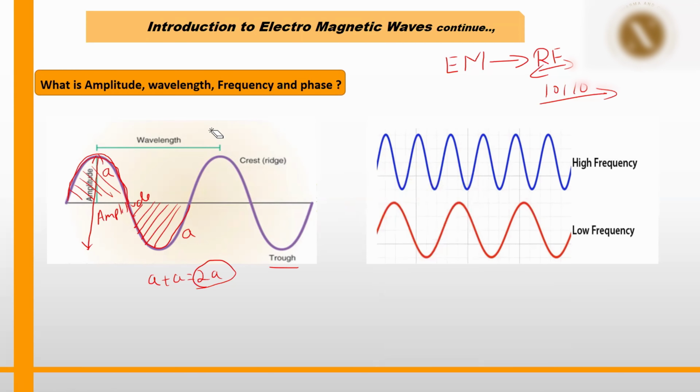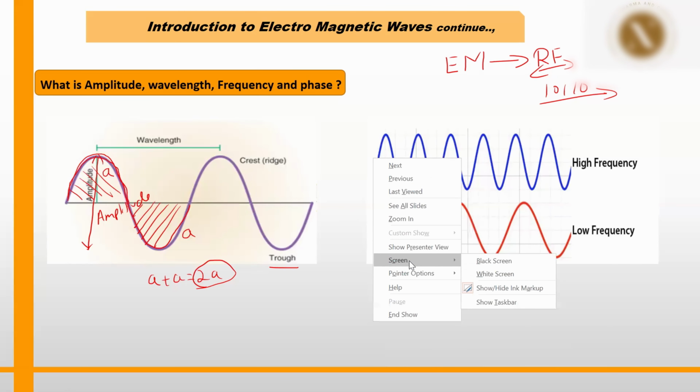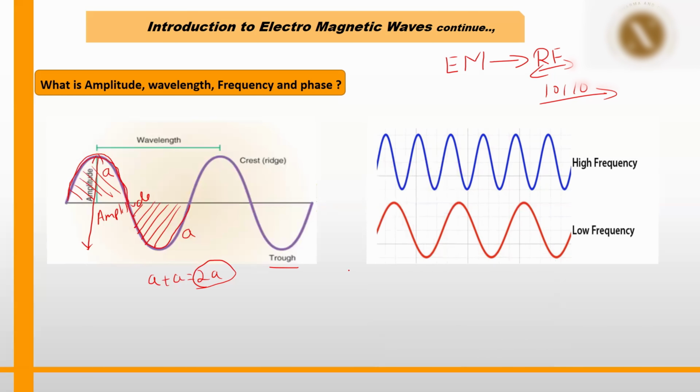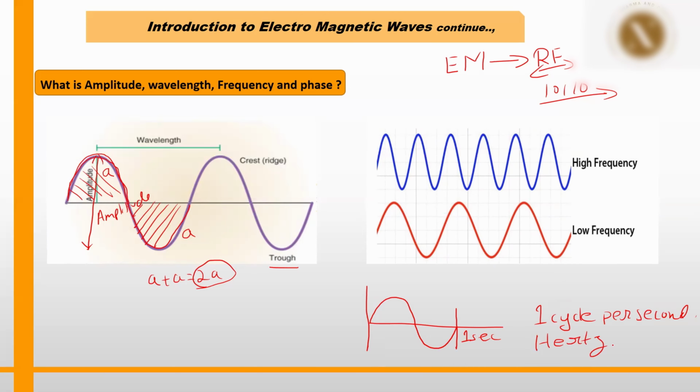So next is frequency. Frequency is cycles per second. So for 1 second, how many cycles? It will start from here: one crest, one trough in 1 second. So it is 1 cycle per second. That is frequency, and frequency is measured in hertz. The unit of frequency is hertz.